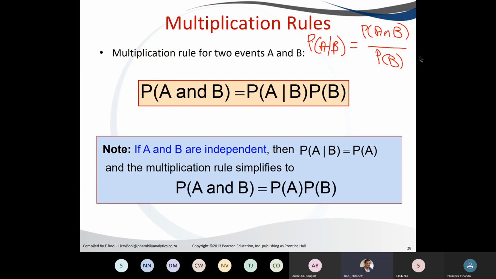And if we want to make the probability of A and B the subject of the formula, what do we do? We multiply the probability of A given B by the probability of B. So you just take that to the side because it's in the division. When it comes to this side, it multiplies. And the probability of A and B will be given by the conditional probability multiplied by the probability of B. And that is the multiplication rule.